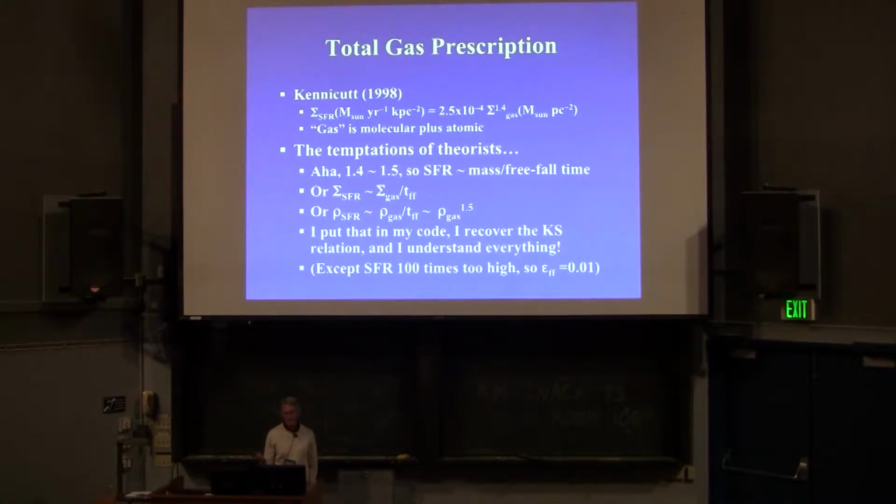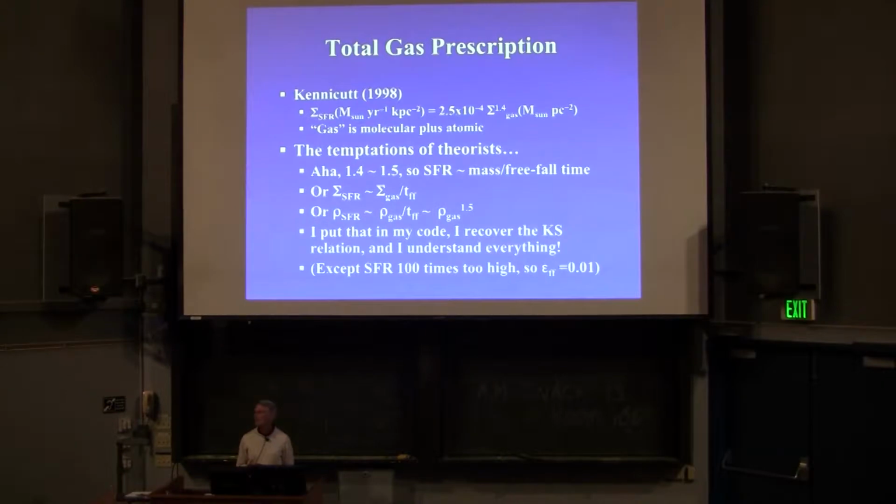Now, since I'm among theorists, I have to have a little fun with you. It's of course a great temptation when you see 1.4, it's essentially 1.5. And so naturally you think about the free fall time. The star formation rate should be something like the mass divided by the free fall time, or you can do it in terms of surface density, or turn it into volume density. Then you would say that the star formation rate density should go as the gas density to the 1.5, which is basically what the Kennicutt-Schmidt law does.